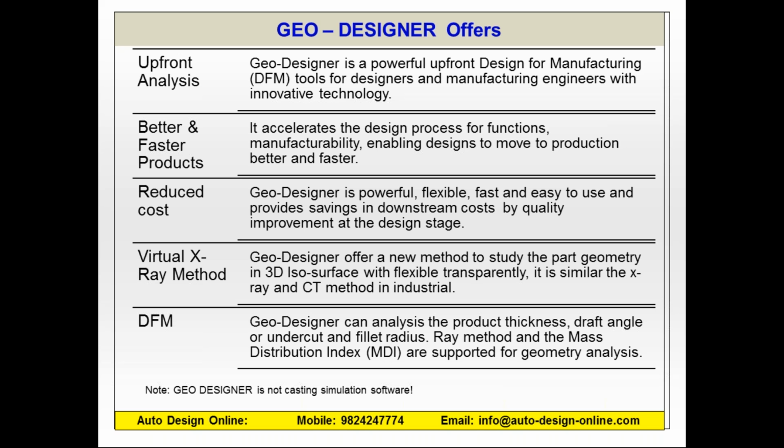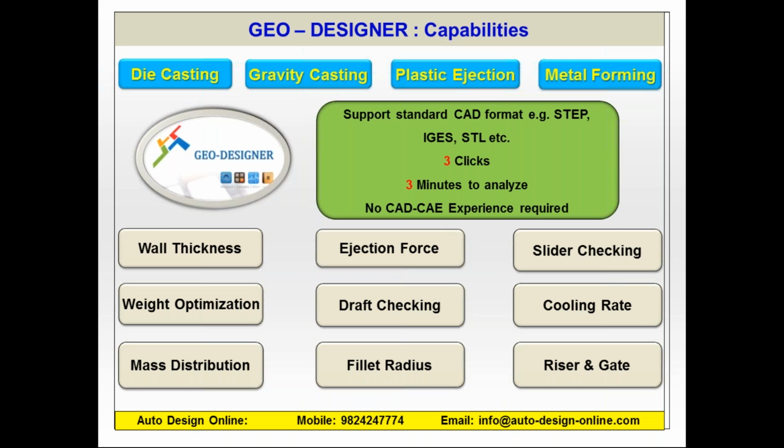Again, this is a DFM tool based on the mass distribution and the heat distribution inside the casting part. Please note the software is not simulation software. That means it does not consider the pouring temperature, liquid and solid temperature, the chemical composition, and so on and so forth. This works basically on two principles, which we call the mass distribution index and the heat distribution index.